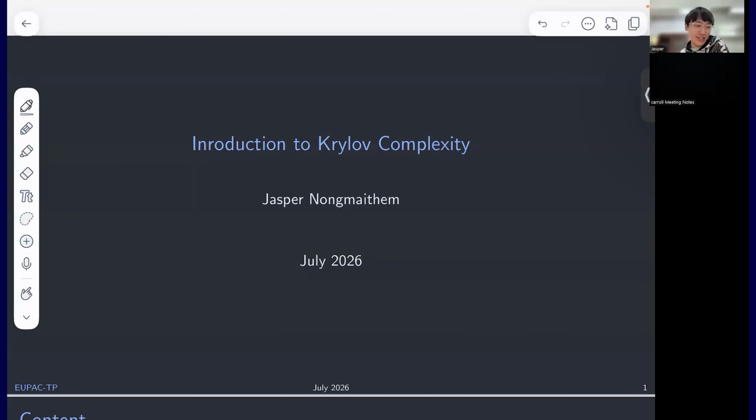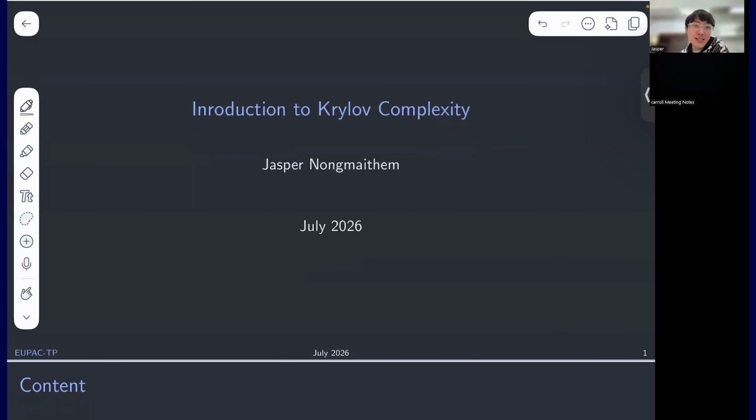So today I am going to be talking about complexity in general. We'll be talking about operator growth and how complexity can be quantified.